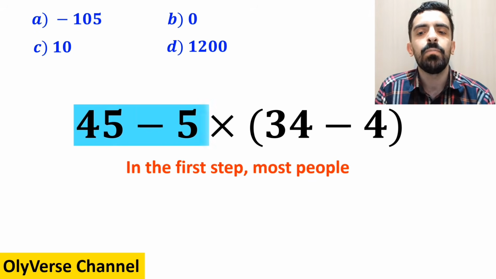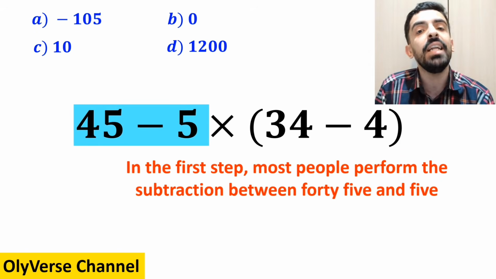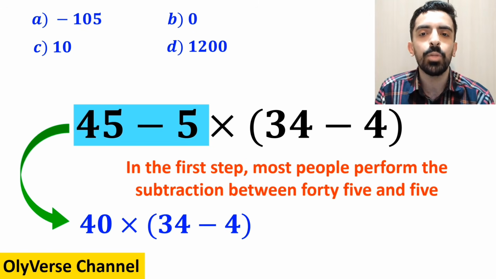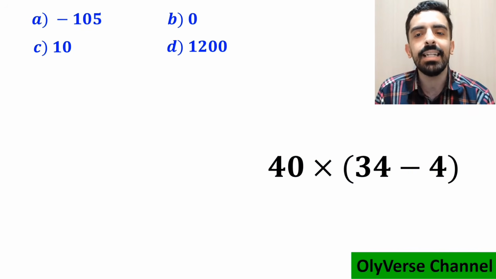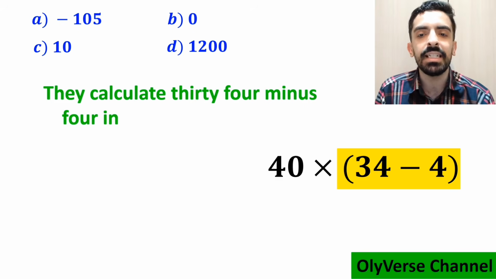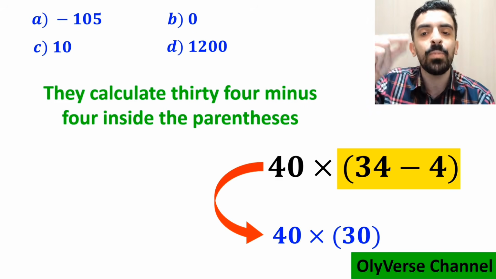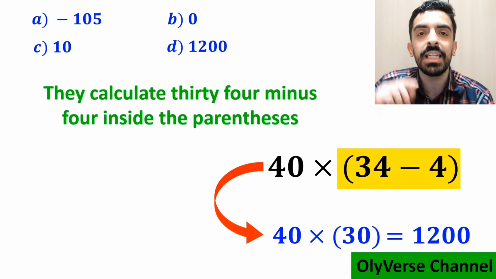And the first step, most people perform the subtraction between 45 and 5, which I have highlighted in blue. So, this expression simplifies to 40 multiplied by 34 minus 4 inside the parentheses. And the next step, they calculate 34 minus 4 inside the parentheses, which becomes 40 multiplied by 30. And finally, the value of this expression must be equal to 1200.